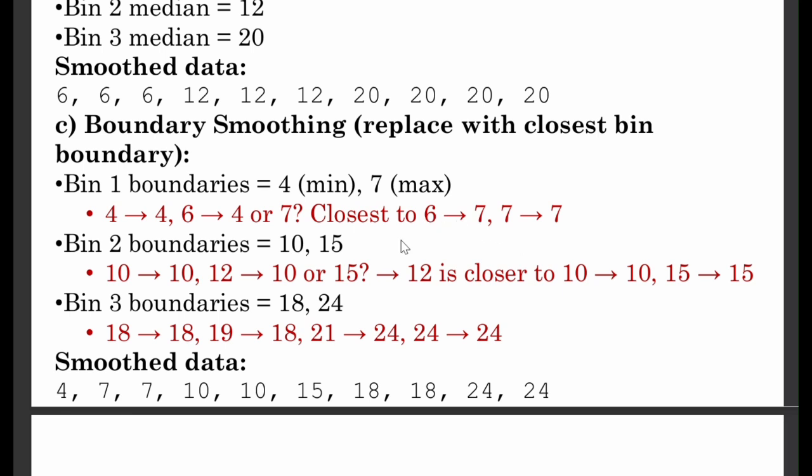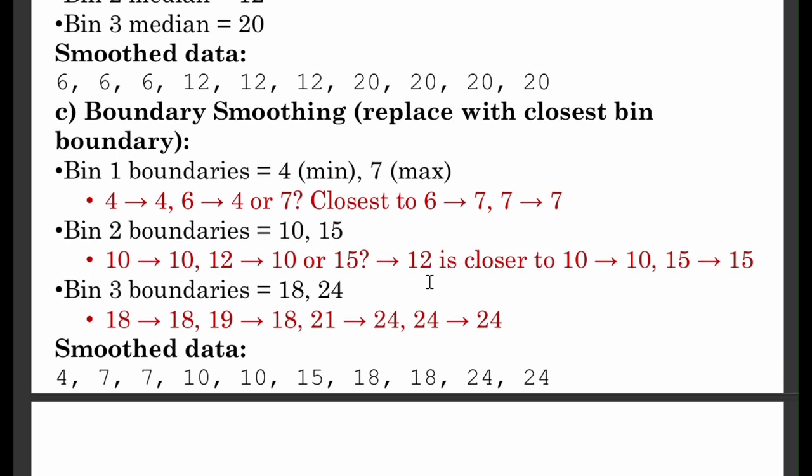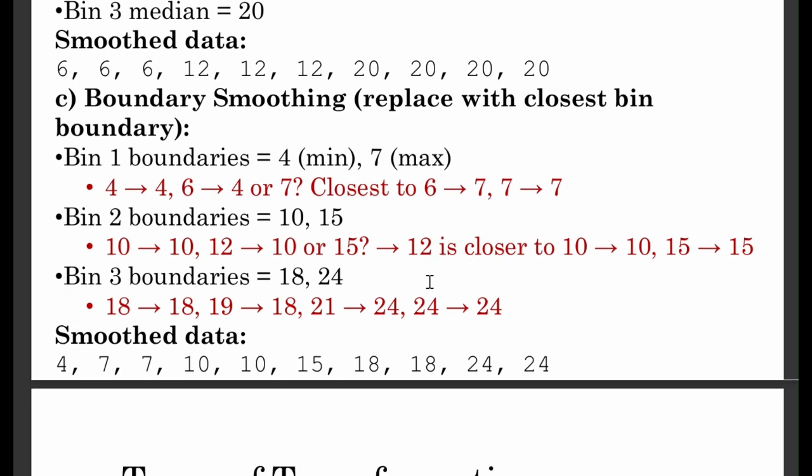So in bin 2 the minimum value is 10 and the maximum value is 15. Now 15 is closer, 10 is closer to 12. So we will write 10. In bin 3, the minimum value is 18 and the maximum value is 24. Now, the smoothed data is 4, 7, 7, 10, 10, 15, 18, 18, and 24.